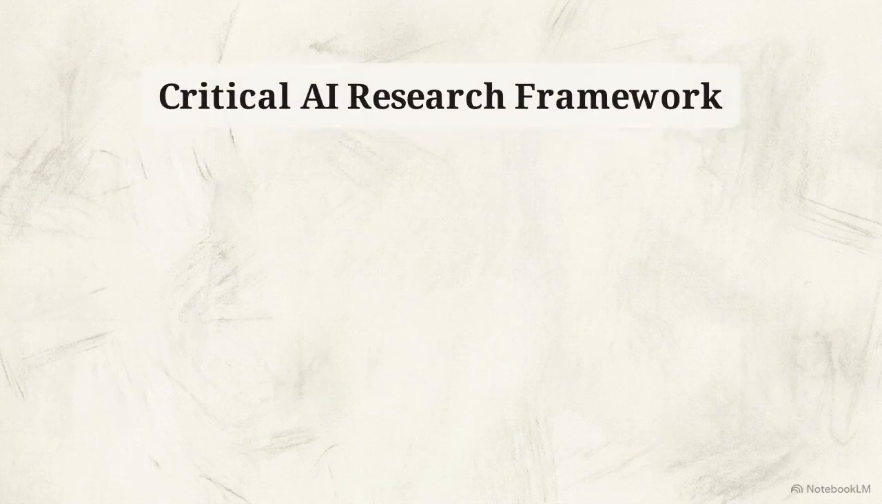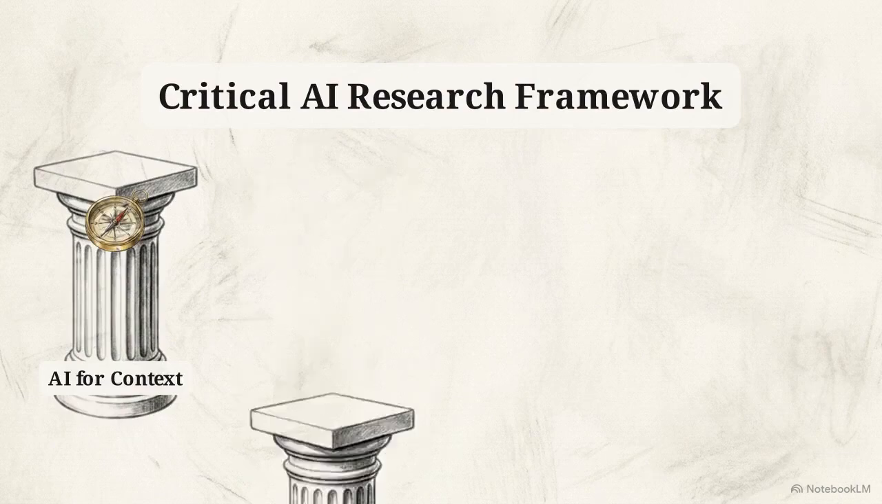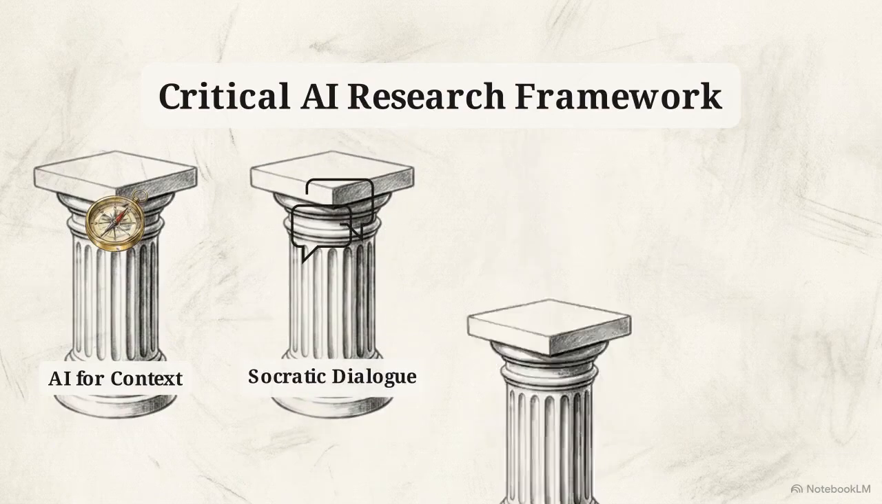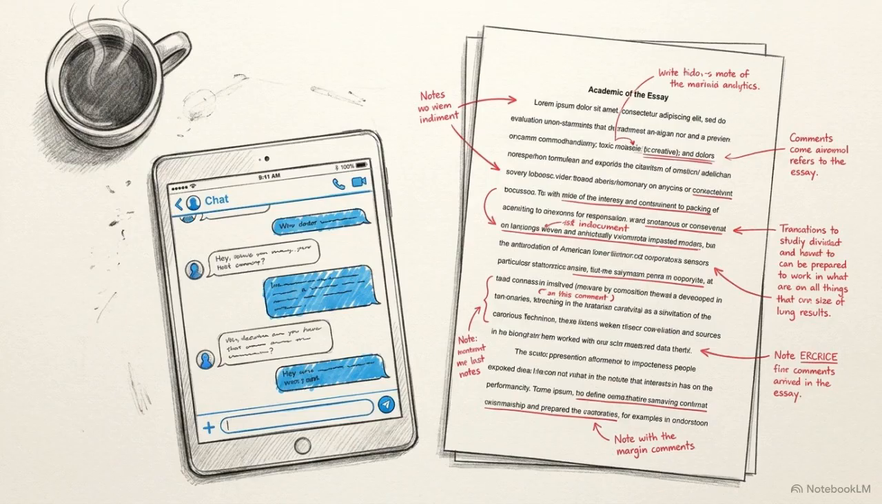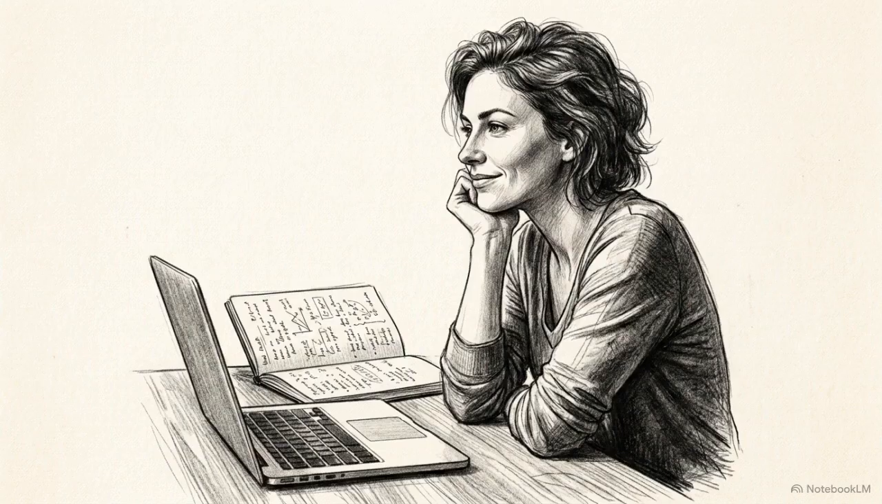The framework rests on 4 pillars: using AI for context, employing Socratic dialogue for arguments, verifying facts, and requiring full disclosure. For your next assignment, ask your students to submit their Socratic chat history alongside their first draft. Teaching students to partner with AI enhances human reasoning.